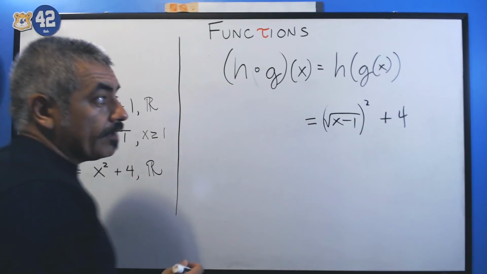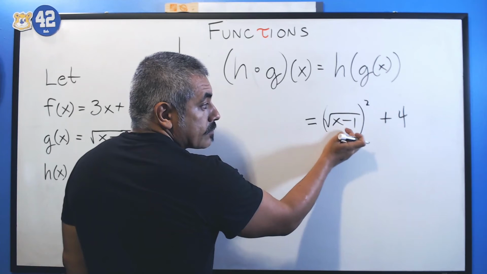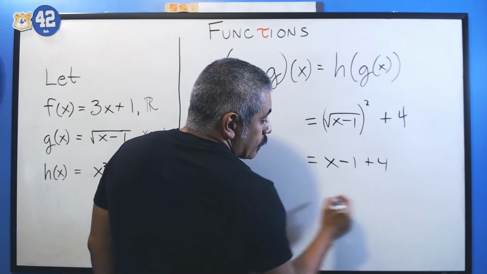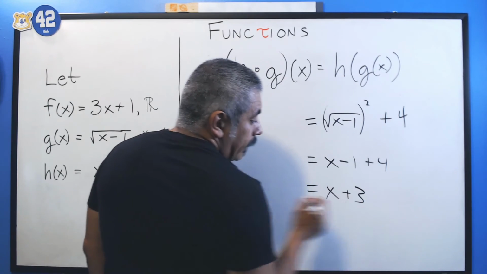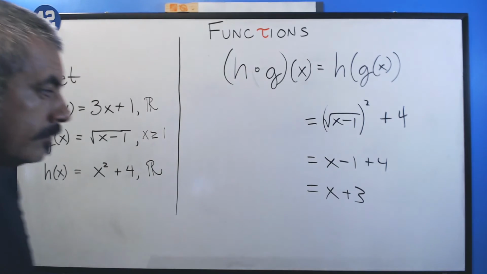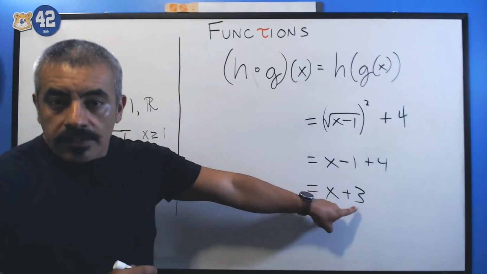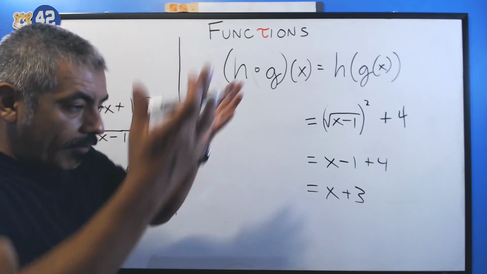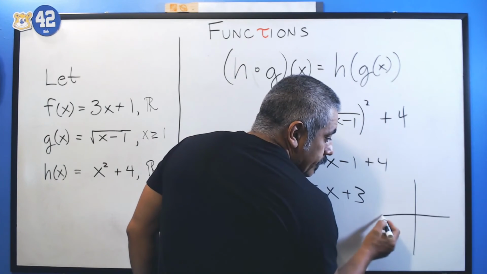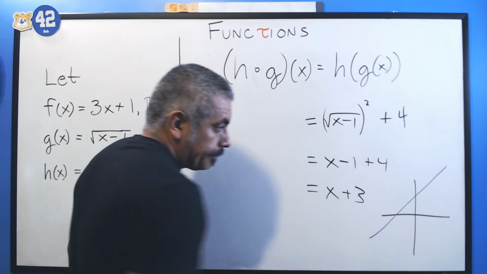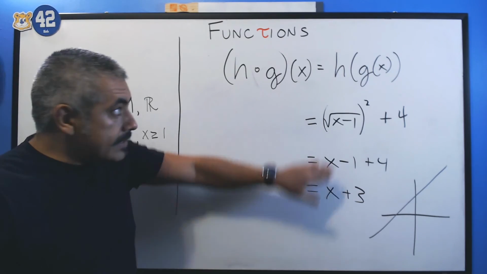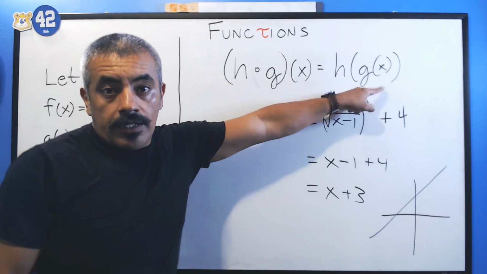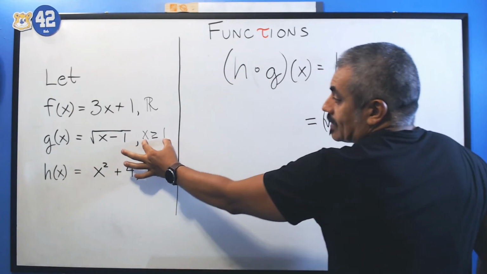And now let's go ahead and simplify. When we simplify, the square root of x minus 1 squared is going to be x minus 1. And we have plus 4. So this becomes x plus 3. But even though this looks like a line, and in our minds, lines have domain all real numbers if they were just a regular line, this is not a regular line. It's a composition of two functions, which means we have to take into consideration the domain of g. And the domain of g is that x is greater than or equal to 1.